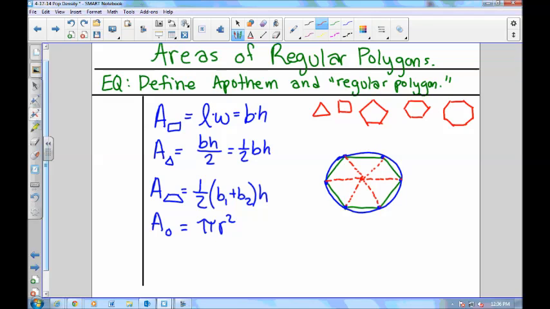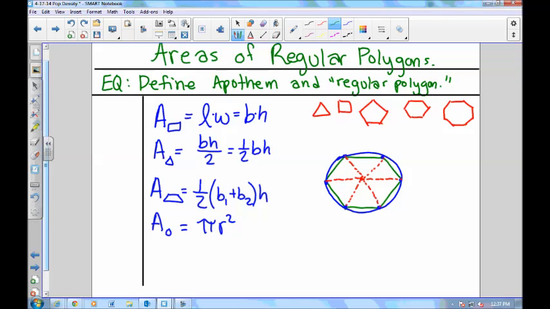Triangles, yeah. And how many triangles are there? 6. There's a relationship. 6-sided polygon created 6 vertices, which when we connect the radii from the circumscribed circle, we get 6 triangles. Interesting.